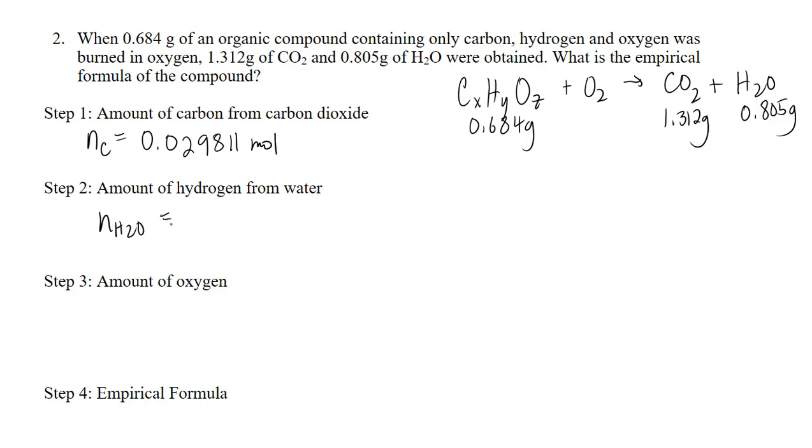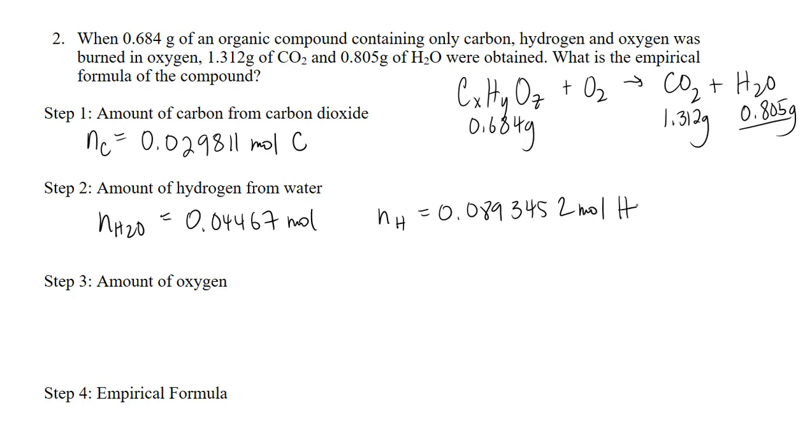So I found the moles of the water first, which was 0.044673. I found that by dividing the mass of the water by the molar mass of the water, which is 18.02, and that gives me my moles of water. Now, because the moles of hydrogen is 2 times that, I need to double this number to get the moles of the hydrogen. Okay, so this is the moles of C, this is the moles of H.